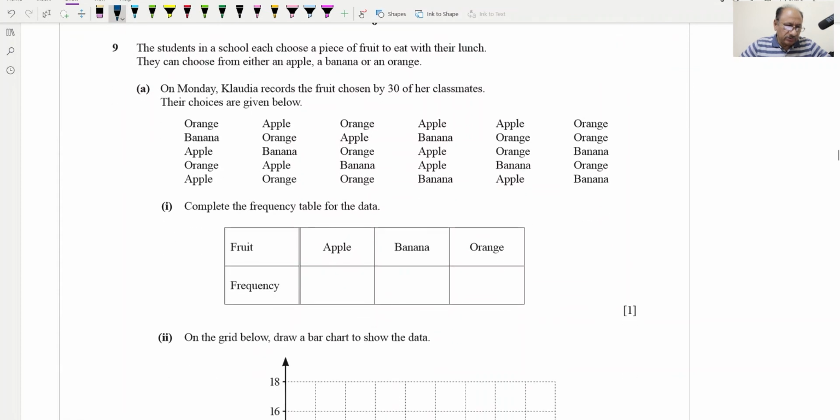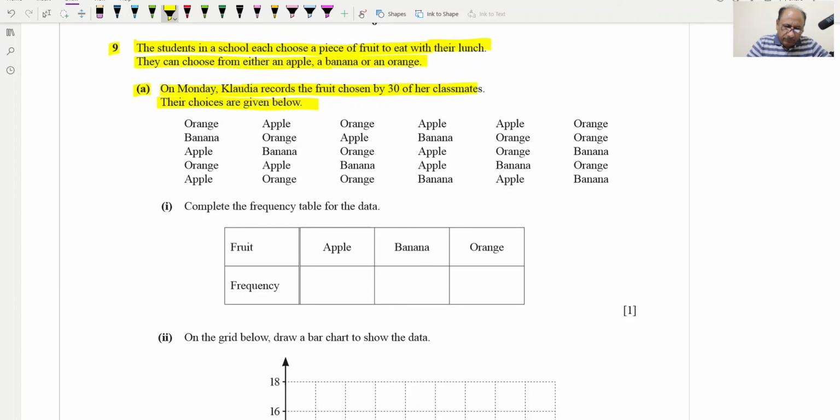Now this is question number 9. Question number 9 says the students in a school each choose a piece of fruit to eat with their lunch. They can choose either an apple, a banana, or an orange. On Monday, Claudia records the fruit chosen by 30 of her classmates. Their choices are given below.